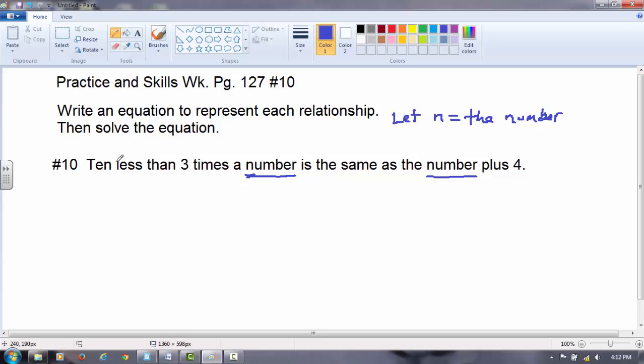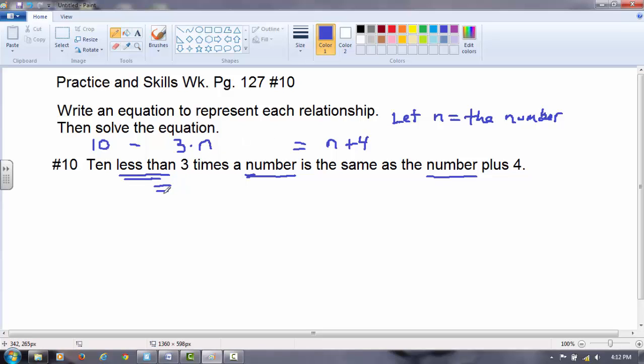Okay, so now right above the words that I have here, I'm going to spell out and translate it over. So we have the 10, so I'll put a 10 right here. Now it says less than. Well, we know less means minus, so I'll put a minus here. We're going to come back to that word than. It's kind of a special meaning. 3 times n. We have the word is, that implies equals, the same as the number. Okay, so our number is n plus 4.